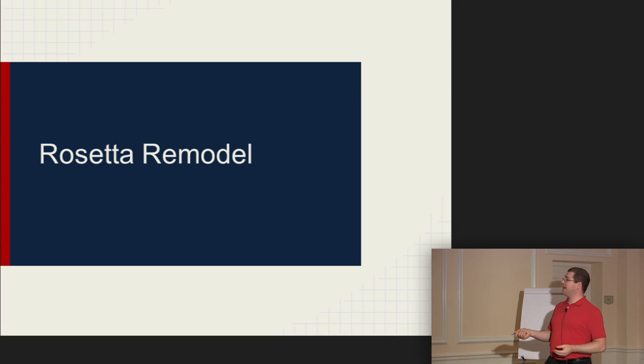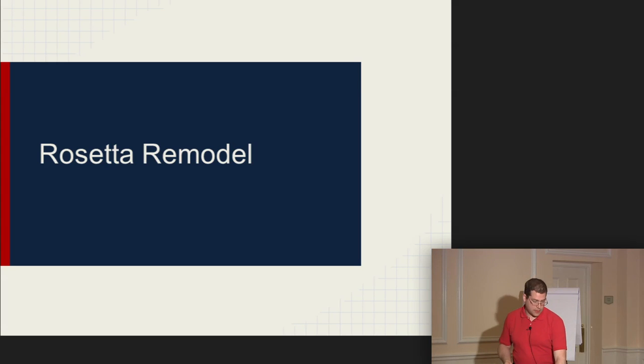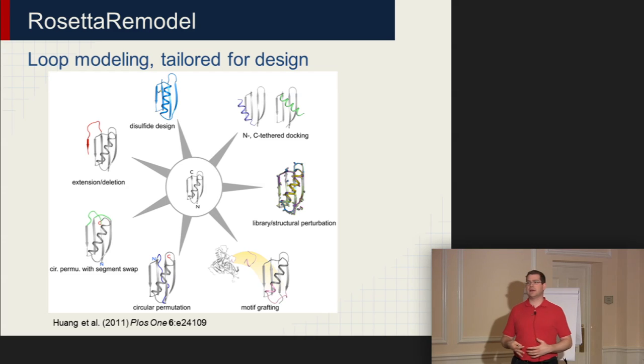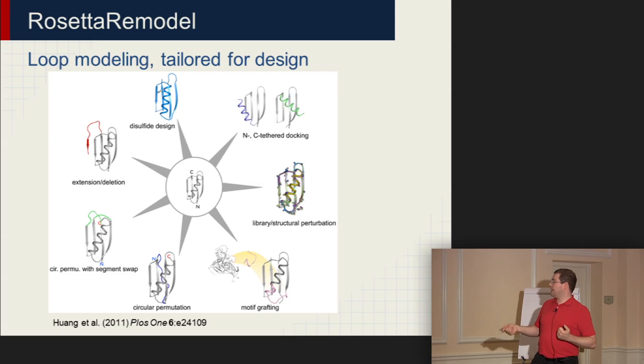So switching gears again, talking about Rosetta Remodel. Rosetta Remodel is a framework or an application that allows you to do loop modeling, and it's loop modeling tailored for design. Here, from the Rosetta Remodel paper, is an example of a large number of things that people can potentially do with Remodel.